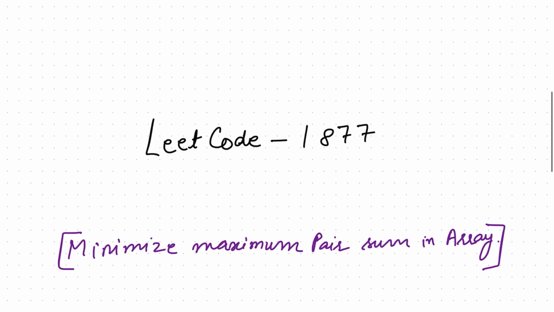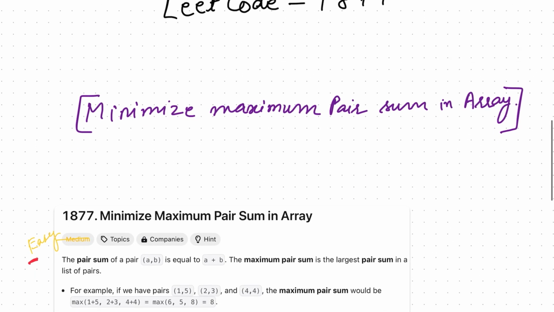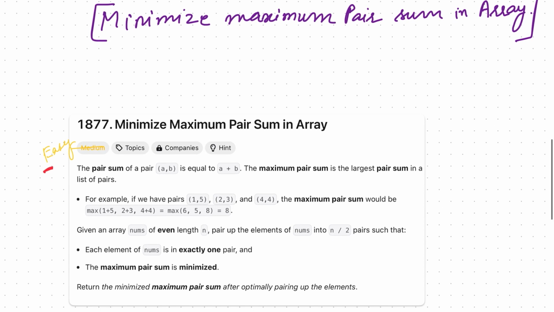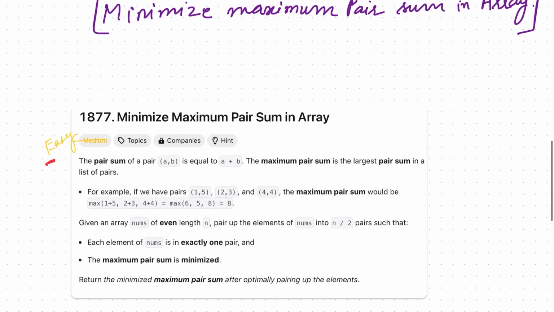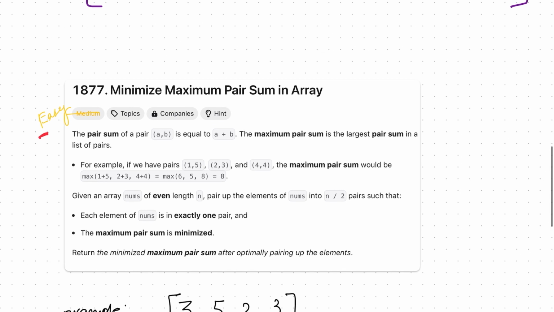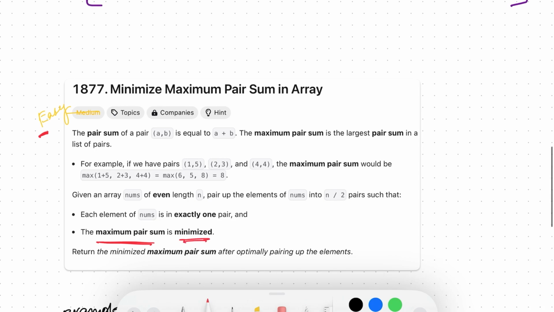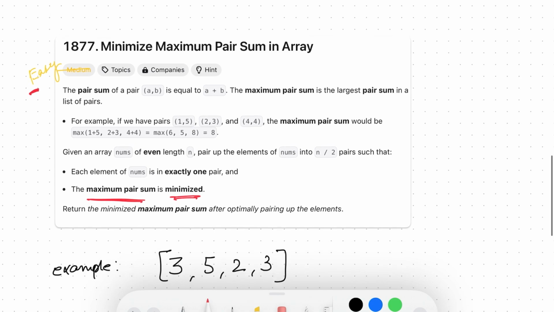Hello everyone, let's solve today's LeetCode challenge, which is Minimize Maximum Pair Sum in Array. In this problem, we are given an array of integers, and we have to pair up the numbers such that the maximum pair sum which we are getting is minimized. So let's have a look at an example.